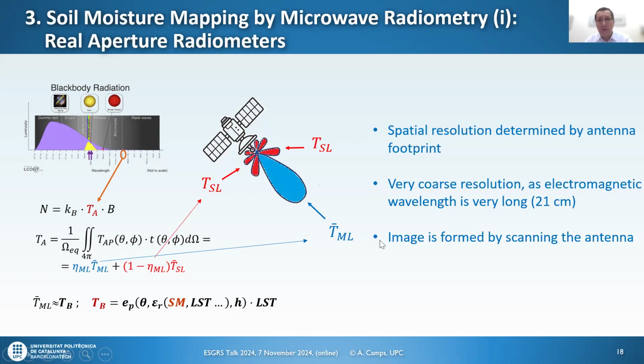And not only that, if we want to form an image, we need to scan this antenna to point into different directions. And that basically was what prevented for more than 2 decades to perform these measurements from space. Because first we were not able to make such large antennas, and later on, even though these antennas were developed for communication systems, we were not able to scan a 20-meter dish antenna.